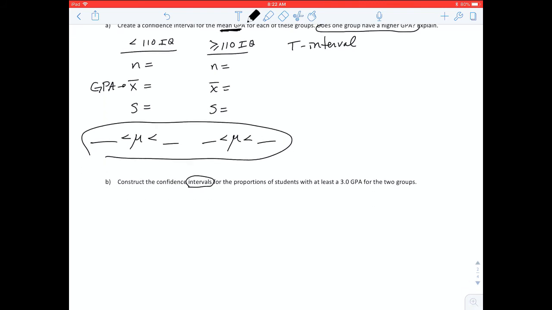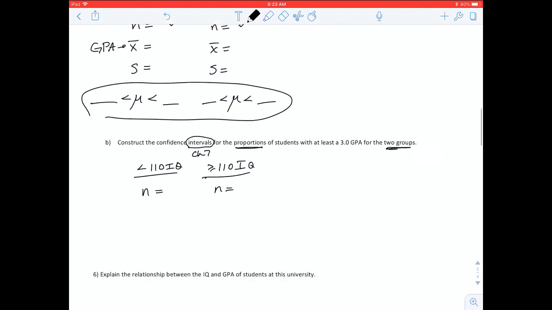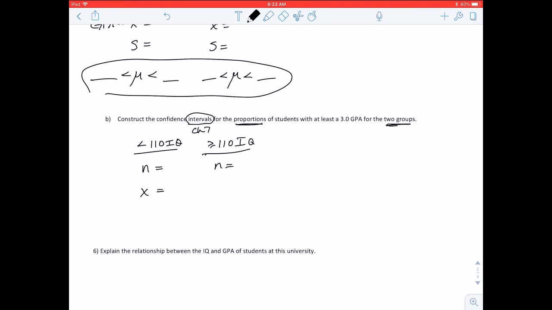Then for the next one, confidence interval, so that's chapter 7. And you're using the same two groups. So you would still have those less than 110 IQ and those with at least 110 IQ. So the n's would be the same as right above. So you'd still use this n and this n. And since it's about proportions, you then need to go and count x equals how many successes for this group, x equals how many successes for this group. And a success is if they have at least a 3.0, so bigger than or equal to 3.0.